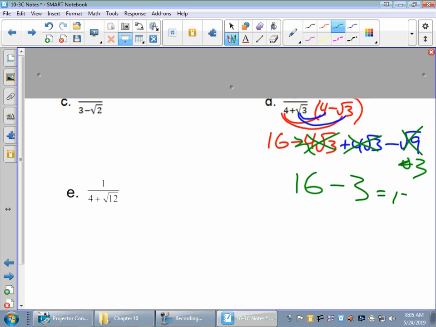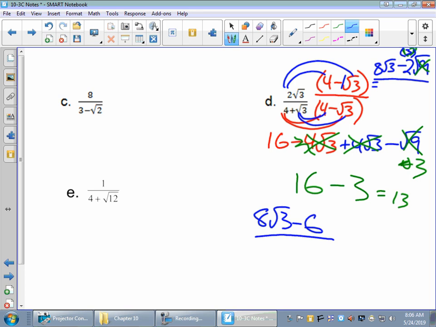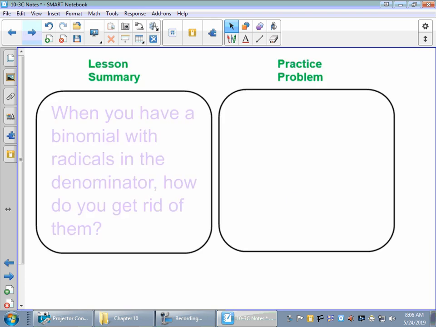Okay? So our numerator is up at the top. Let's combine them now. We've got our numerator up here is 8 times the square root of 3 minus 6. Okay? Because we have to multiply this 3 up here times this 2. And so it's 8 times the square root of 3 minus 6 all over 13 would be our final answer. Okay? So very similar to what we've done in the past. We're just kind of connecting on it.